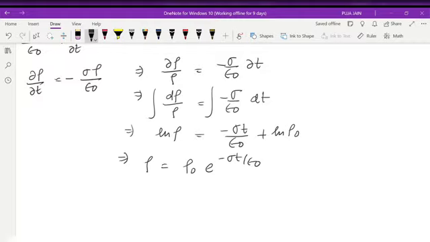This is epsilon naught for vacuum, that is, free space. If it was a medium, what would we get? This would be for a medium, correct? Now let's go back to the question.